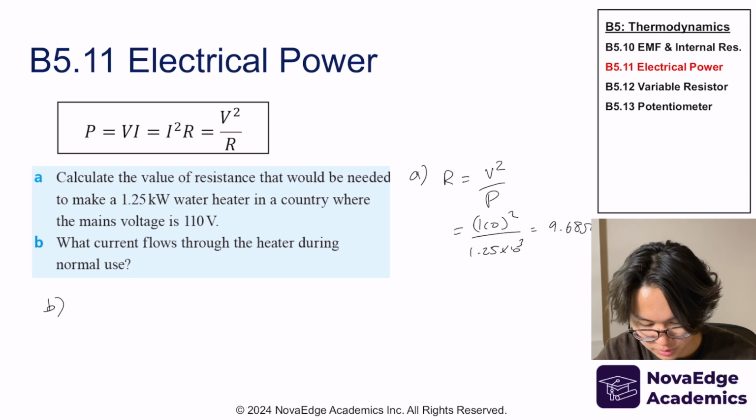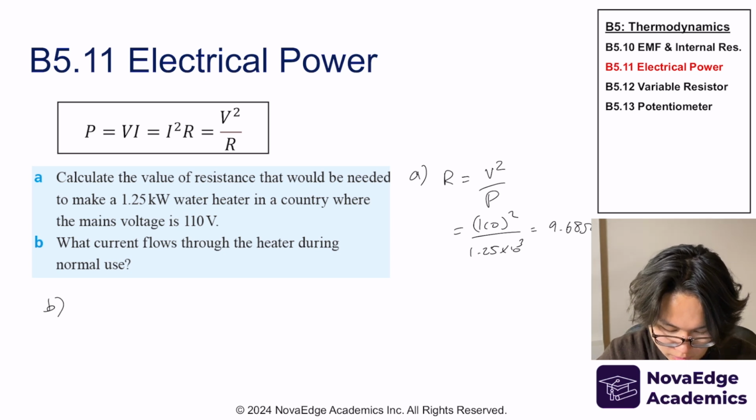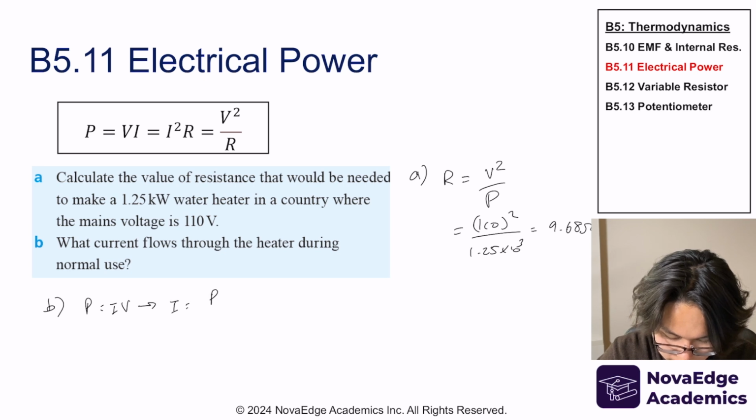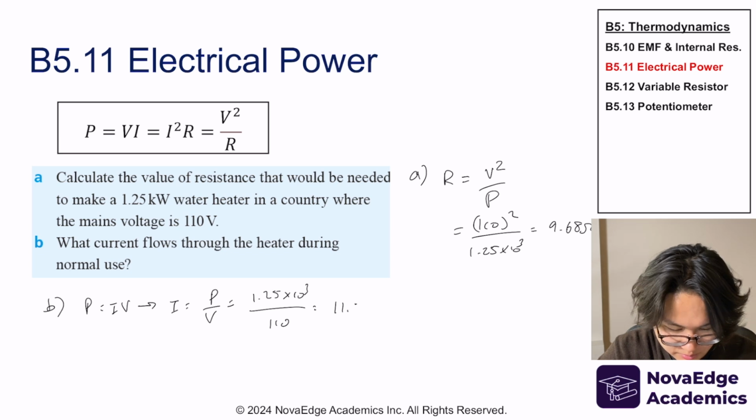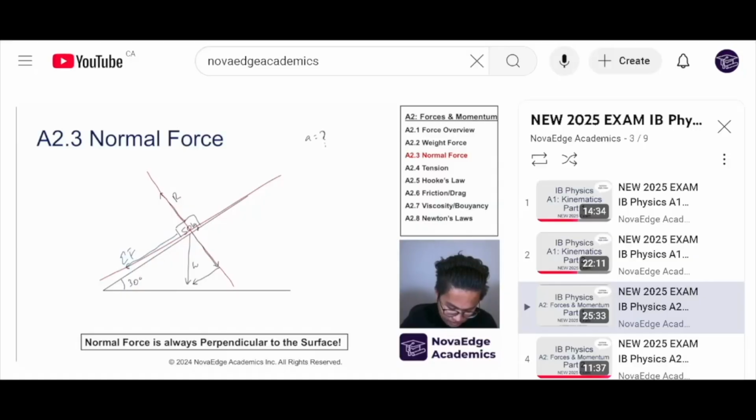Okay, part B. What current flows through the heater during normal use? Well, P is equal to IV. Isolate I, I get P over V. Very simple stuff. Alright, so that's 11.36 ampere.